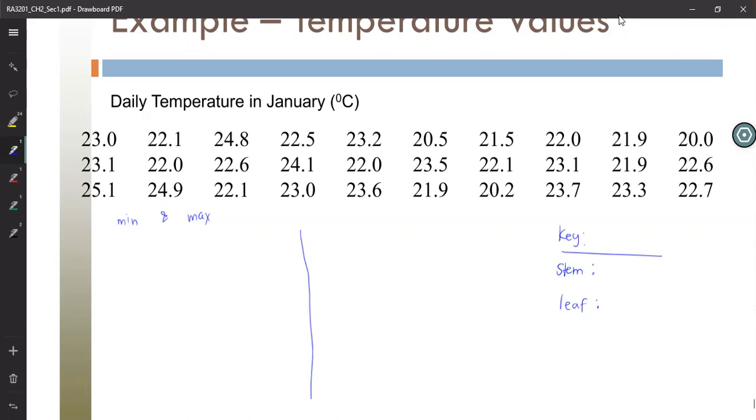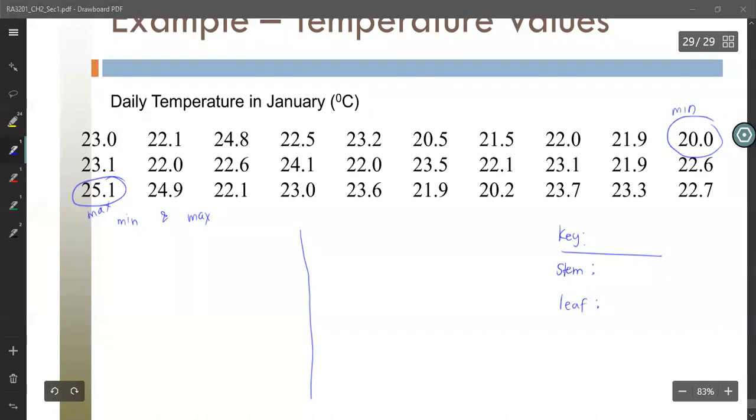Minimum is 20.0. Yes. Max is 25.1. Okay. So thanks, Lahiru. Minimum is 20.0. Here's the minimum. Max is 25.1. Okay, thank you again for the answers.